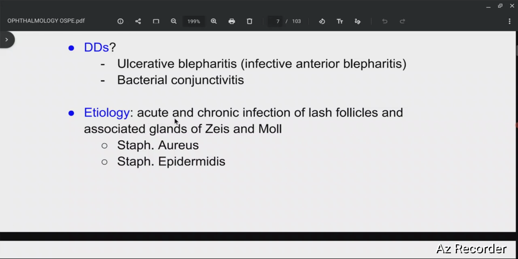Okay, so this is the infection that is affecting almost all of your lash follicles, and this is typically also by Staphylococcus aureus, but this also has another associated organism known as Staphylococcus epidermidis.